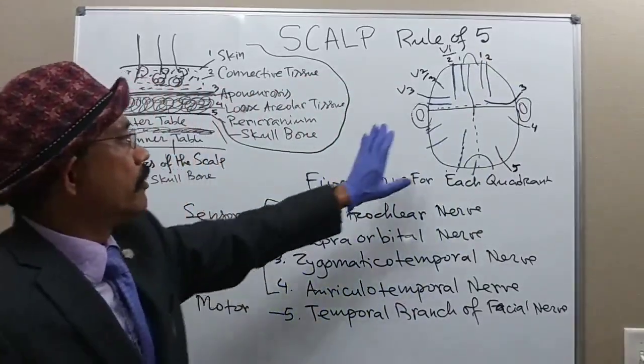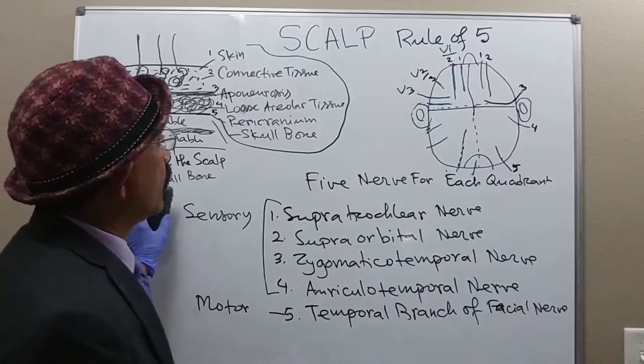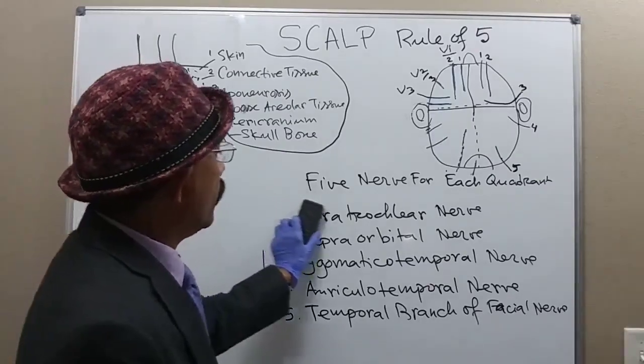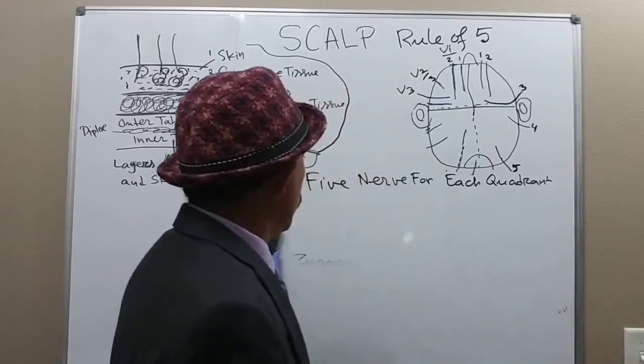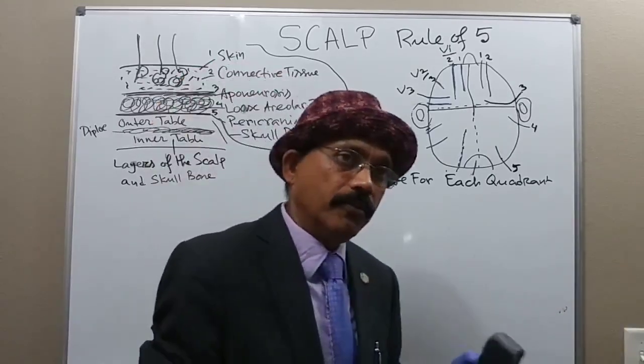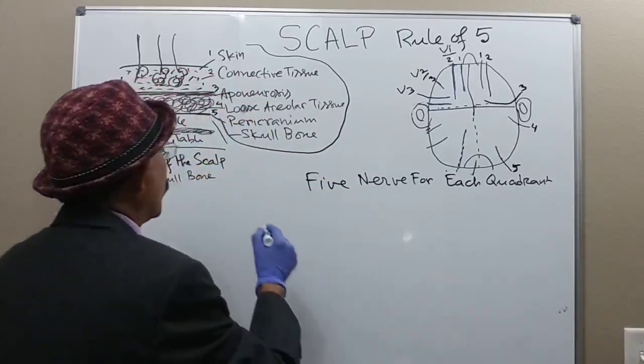Like this, we'll get this 5 also here. Then how about the posterior quadrant? Okay, so here we'll get different named nerves. We'll get 4 cutaneous nerves, the sensory nerves, and 1 motor nerve. Okay, let's start one by one.